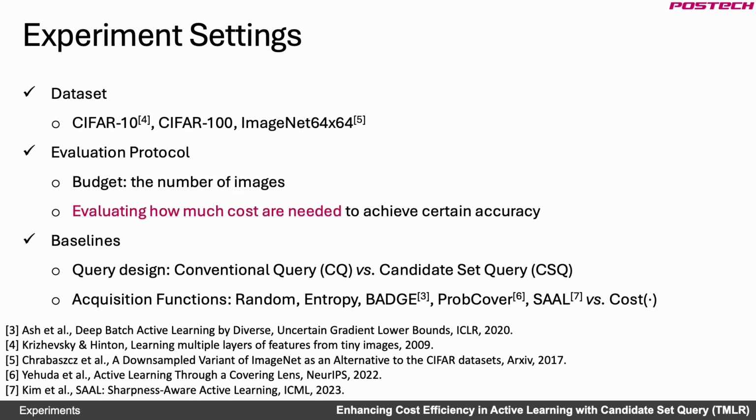To validate our framework, we conducted experiments on CIFAR-10, CIFAR-100, and ImageNet 64x64. We evaluated both annotation cost and model accuracy, comparing our method with conventional query strategies showing all classes, combined with acquisition functions like random, entropy, BADGE, ProbCover, and SAL. We also provide additional experiments in the appendix of our paper.